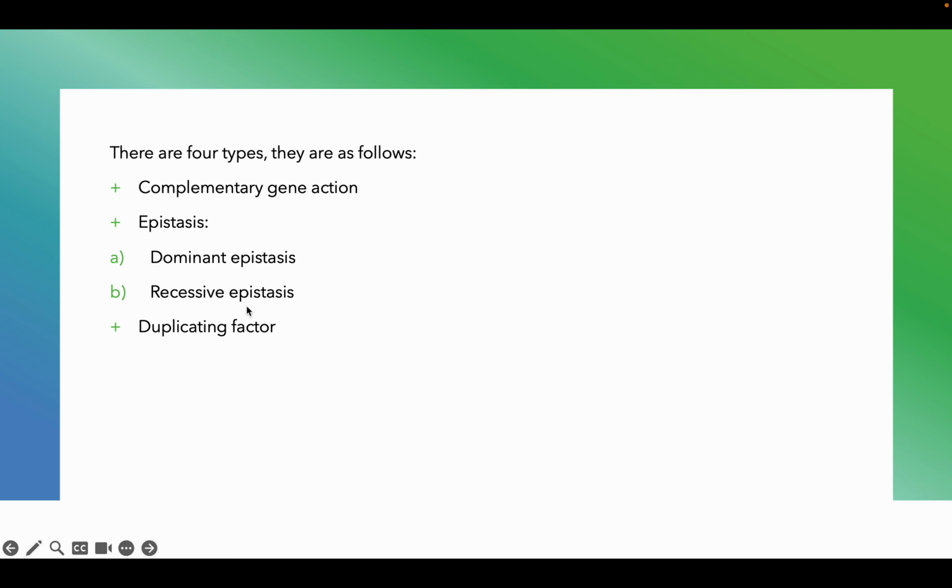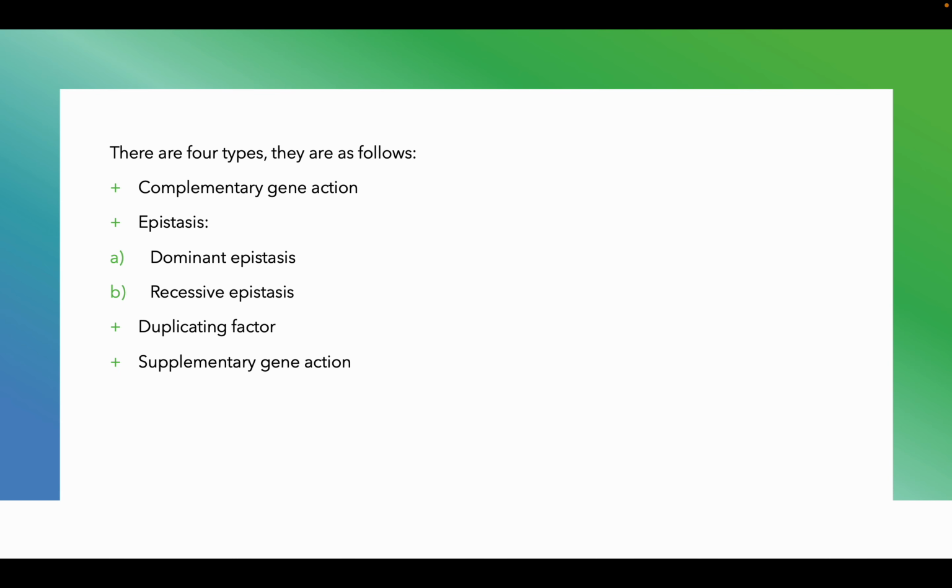Then there is the duplicating factor, in which if either one of the factors is present, we get the same phenotype. And supplementary gene action means that when one gene is present, it produces a particular phenotype. But when another gene is present, the phenotype gets supplemented and it expresses another phenotype.